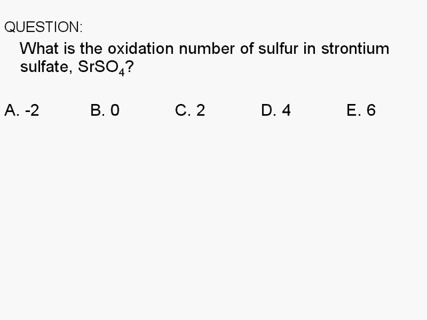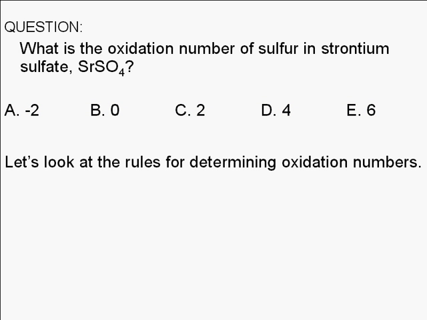What is the oxidation number of sulfur in strontium sulfate? Is it A, -2, B, 0, C, 2, D, 4, or E, 6? Let's look at the rules for determining oxidation numbers and see which ones apply.